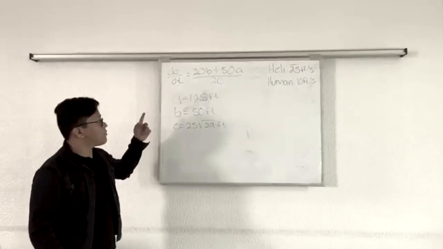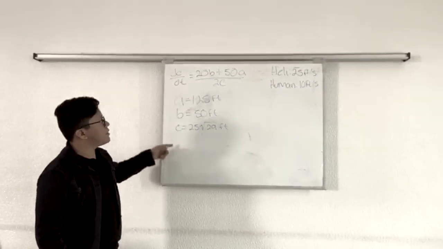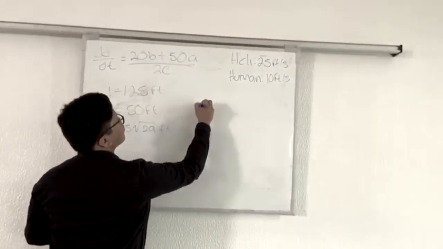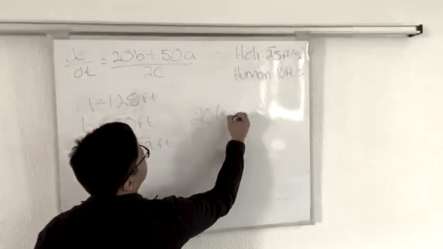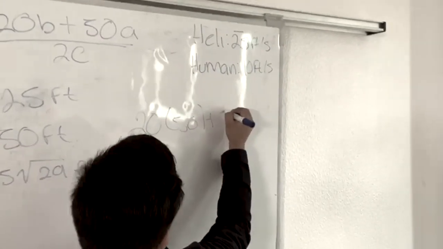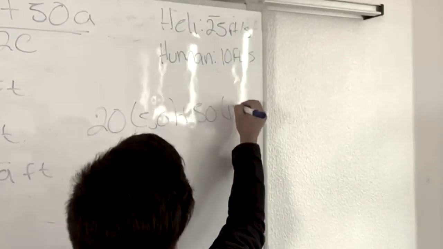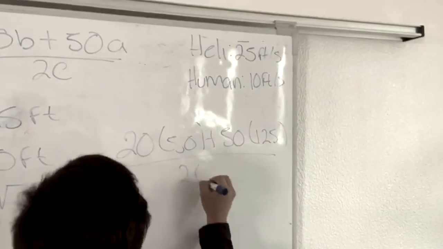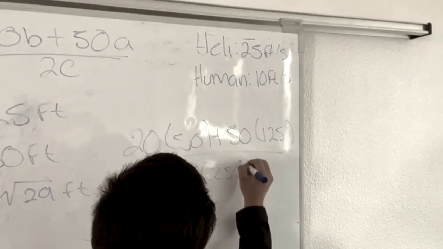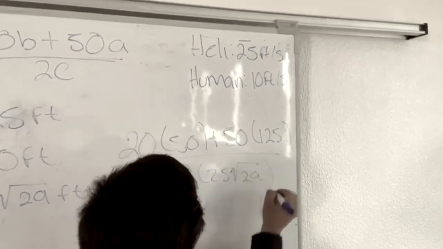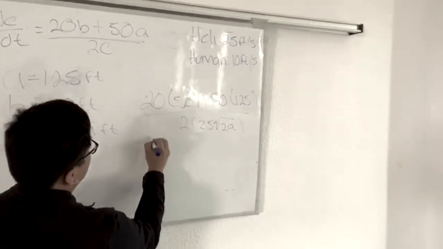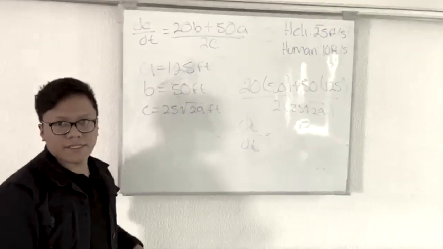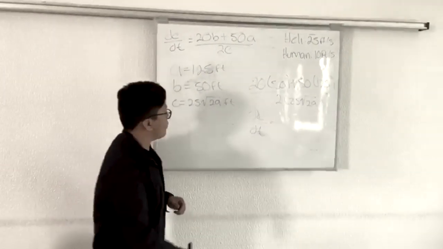Finally, to find the rate of change, we're going to replace all of this data into this formula. 20 times 50 plus 50 times 125, all of this over 2 times 25 square root of 29. This leads to dc over dt, or the rate of change of the distance between the helicopter and the human.